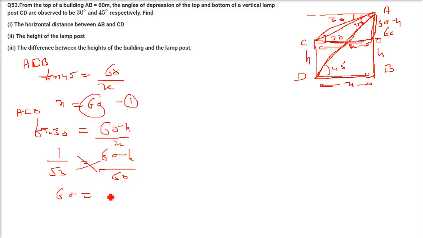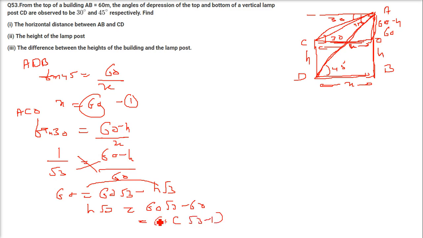We cross multiply. 60 will be equal to root 3 into 60, that is 60 root 3 minus H root 3. So take this here, bring it here. So H root 3 will be equal to 60 root 3 minus 60. So what do you get? Take 60 outside. This will be root 3 minus 1. And now bring this root 3 down. This will be H. So H is 60 times root 3 minus 1 by root 3.